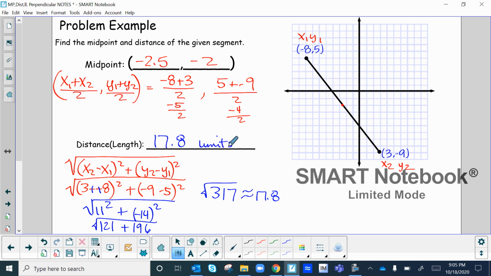Okay, oops, I misspelled that. All right, and that is midpoint and distance, just using the formula.